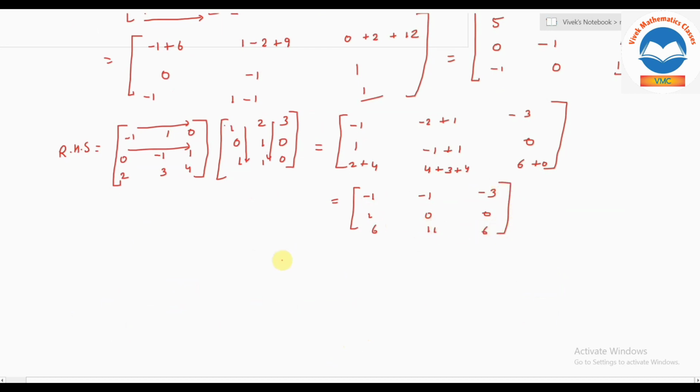Clearly LHS not equal to RHS. So proved: LHS not equal to RHS.